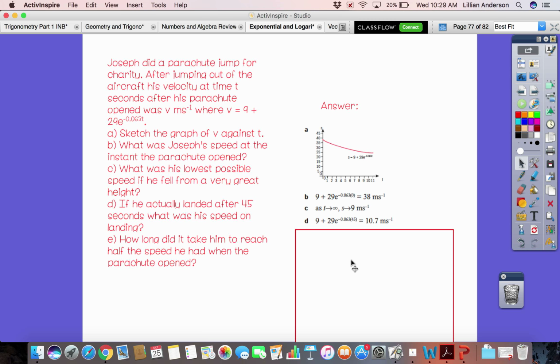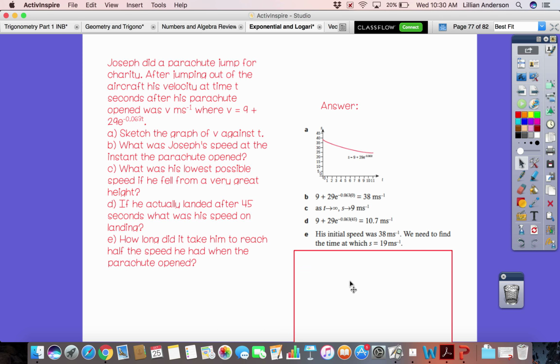And the last one, how long did it take him to reach half the speed he had when the parachute first opened? Well, we know when the parachute first opened, he was at 38 meters per second. So we're trying to figure out half of that speed. Well, half of 38 is 19. So you're going to plug 19 in for B.